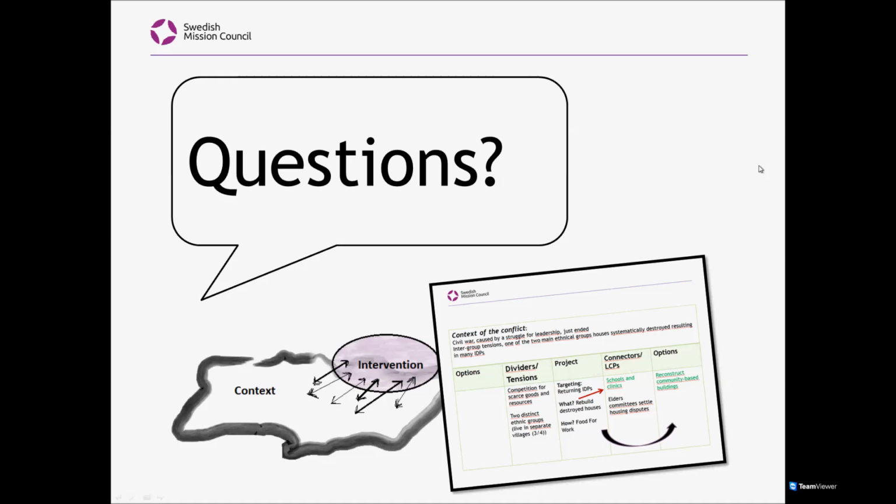We have received a question here from Sweden, and I'll read it out loud. Suggestions on how to limit ourselves when doing the analysis. In, for example, the Middle East, or maybe in all contexts, there are many dividers and connectors, and there's a risk of getting lost in a far too extensive analysis that turns out rather impossible to act upon. So, Kari. I can see the challenge.